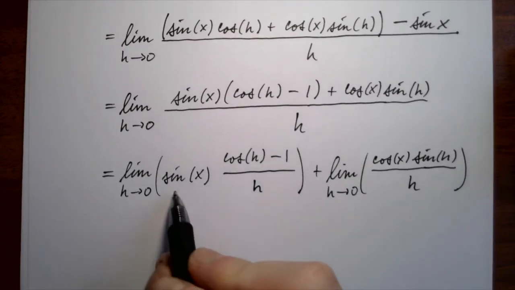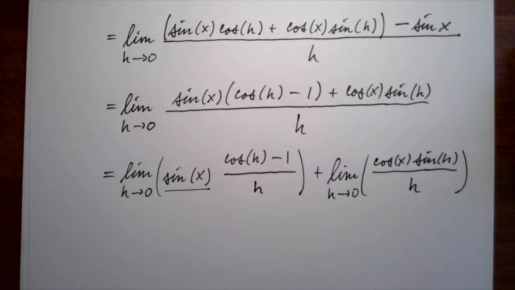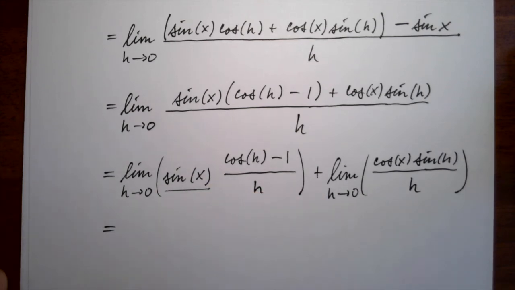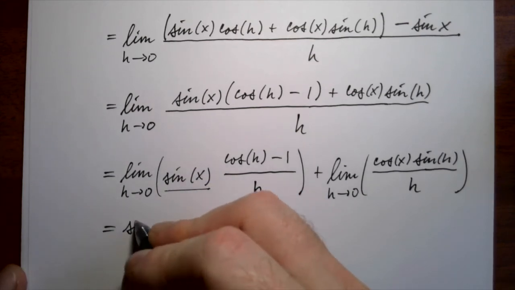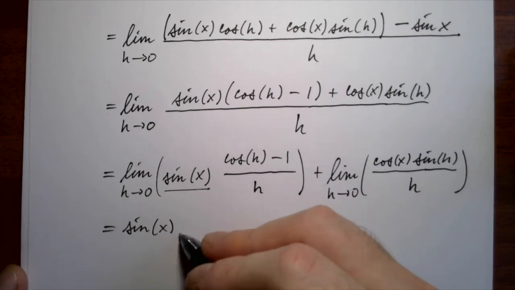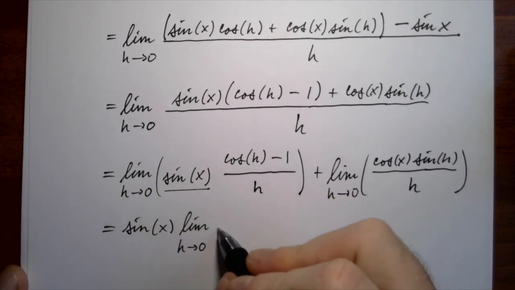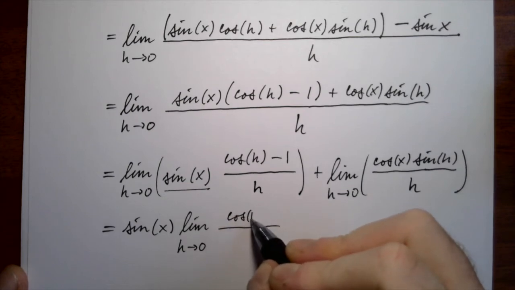Sine of x is constant as a function of h. It does not depend on h, so it passes through the limit. It's behaving just like 3 or negative 10 or something. We can rewrite that first limit as sine of x times the limit as h goes to 0 of this fraction involving cosine.